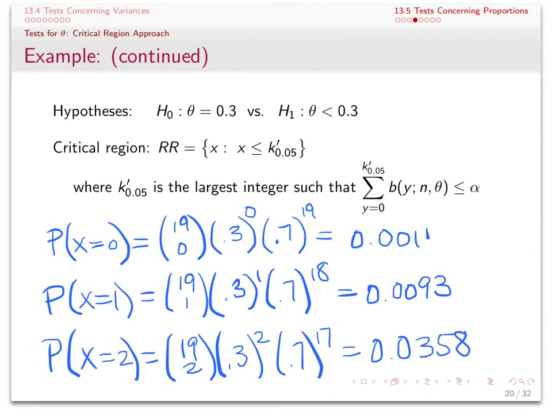But if we move on to the next probability, that x is equal to 3, that will be 0.0869. I'll spare you the details here. You can figure it out. And we see that if we were to add that probability into these three, then that would give us a value that's greater than alpha.